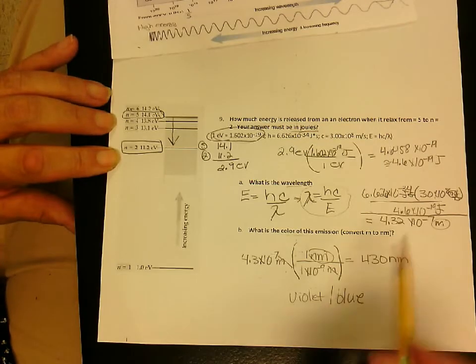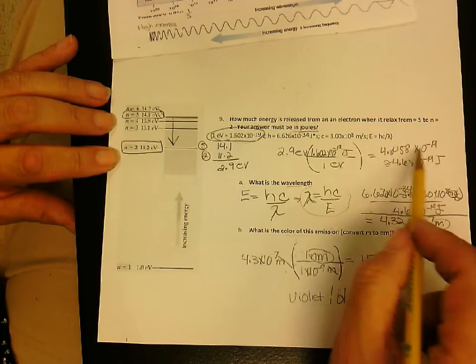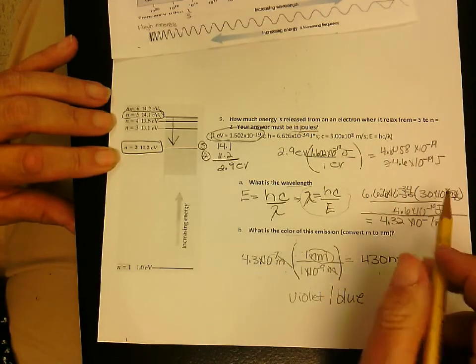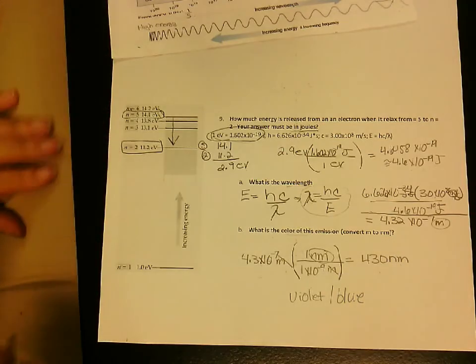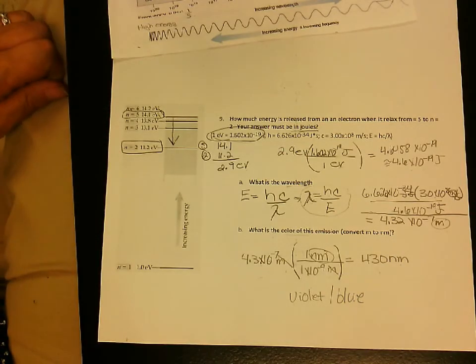Something to note is I've rounded at every step, but this is really one big problem. So normally we would round for our sig figs at the very end, and you actually would end up with that same answer. And that's how you do it.